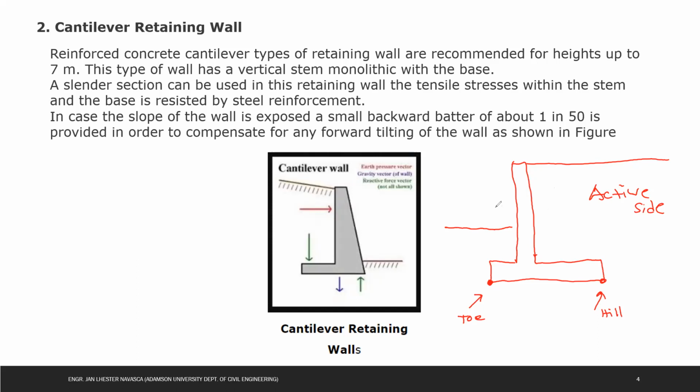Okay? So pwede rin mangyari kung ito sobrang laki naman ng surcharge load dito wala, pwede mangyari ito rin yung active side. Okay? So meaning the active side is kung saan may mataas na lateral pressure. So for our case, since let's say wala naman tong surcharge load, we can easily determine that the active side is at this location. Okay? So the active side, ibig sabihin yan yung tutulak. Ibig sabihin ito yung tutulak doon sa ating cantilever retaining wall.